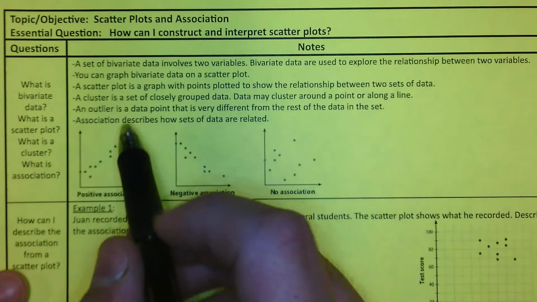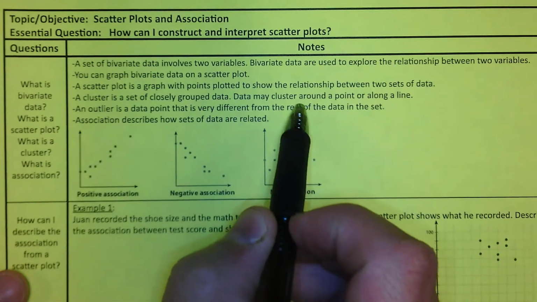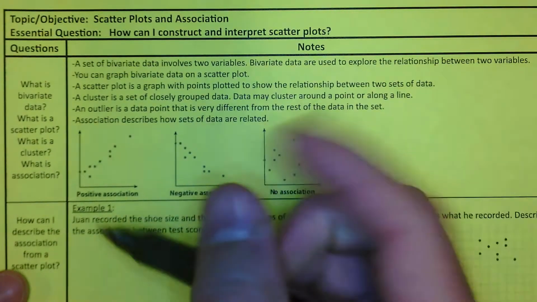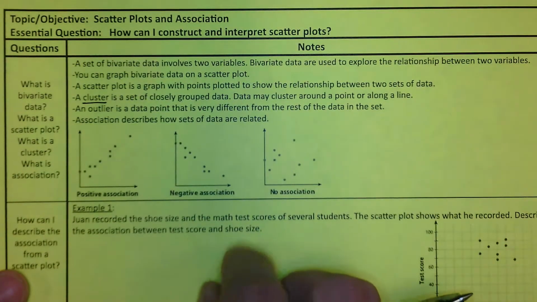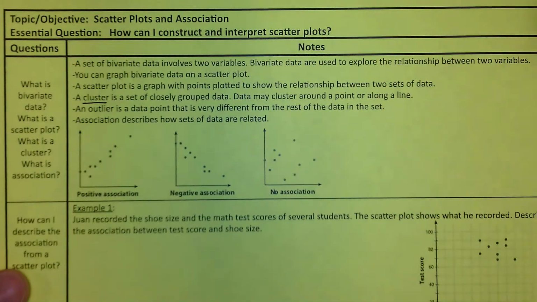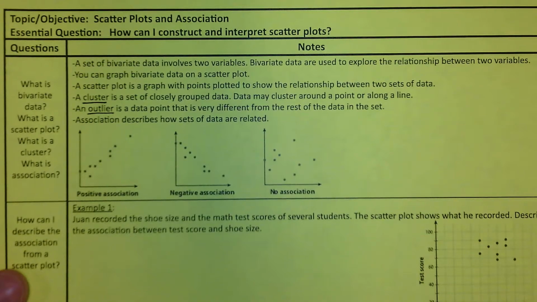So a scatter plot is a graph with points plotted to show the relationship between two sets of data. A cluster is a set of closely grouped data. Data may cluster around a point or along a line. An outlier is a data point that is very different from the rest of the data in the set. And an association describes how sets of data are related. We could also call that correlation.